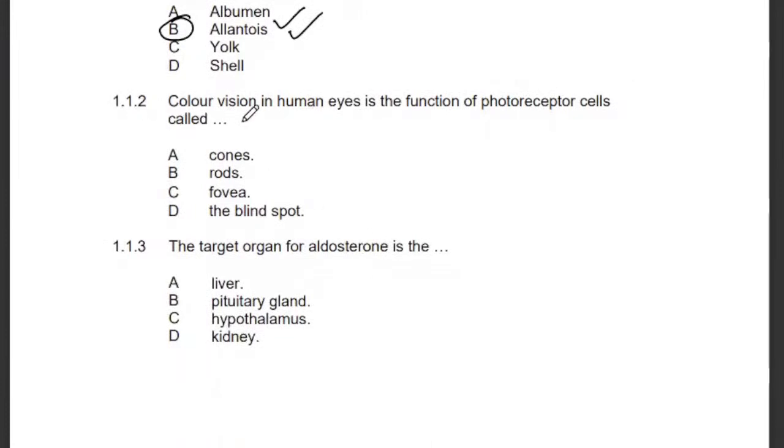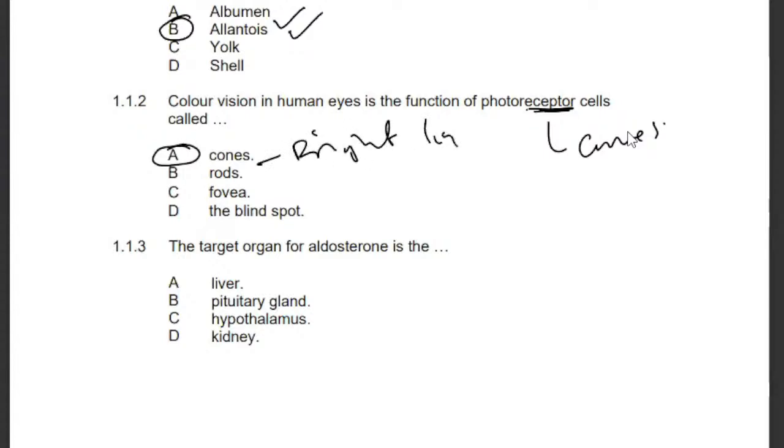They're saying that the color vision in the human eye is a function of photoreceptors. When you talk about photoreceptors, we are looking at the cones. So here we are trying to say this is the answer. Why? Because cones are used in bright light, actually during the day.